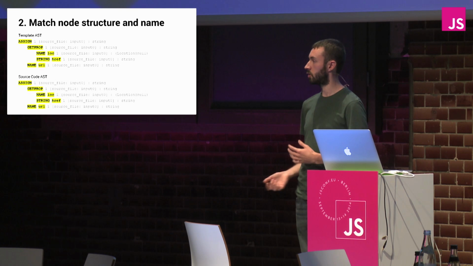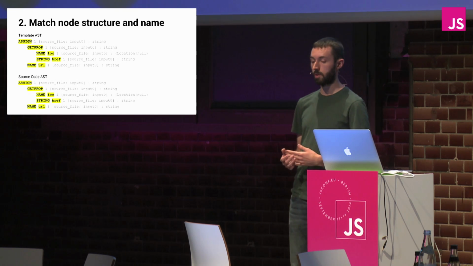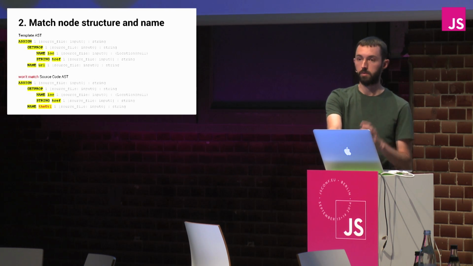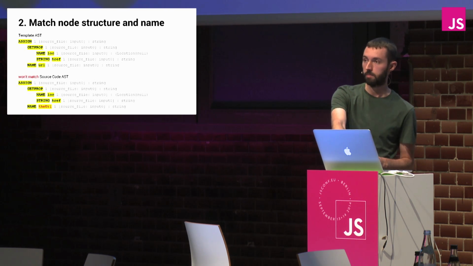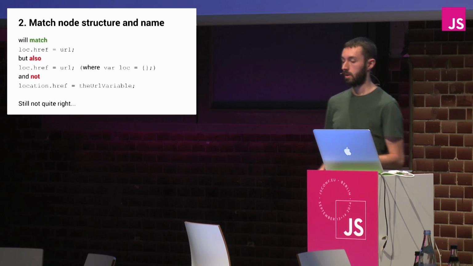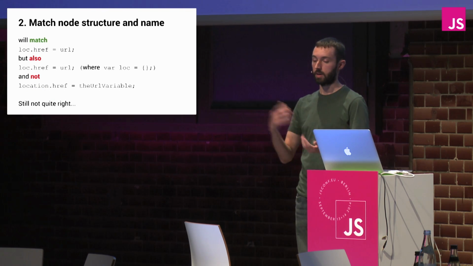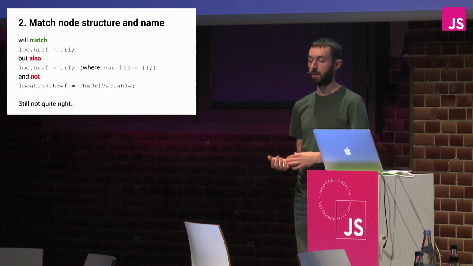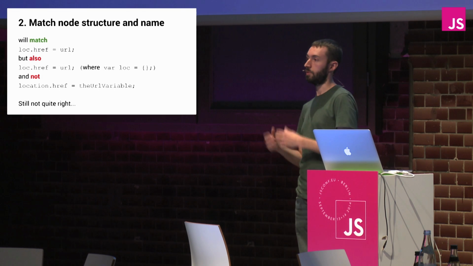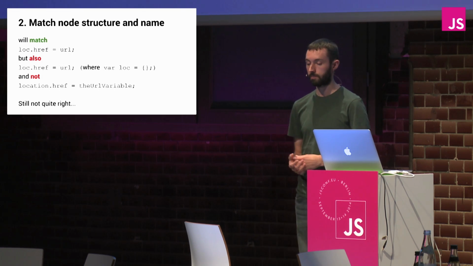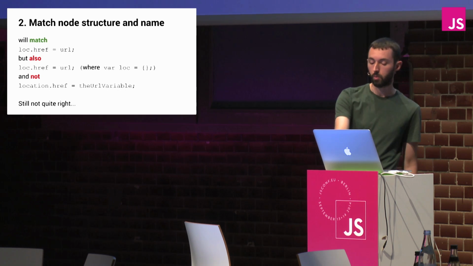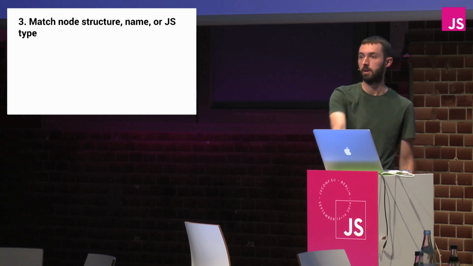You can use the node structure and the name of the variables. But again, if you do that, then changing one of the two, whether it's the structure or the variable name, causes it to break. And so this will match if you alias LOC, window.location to the LOC variable, it will match that. But it will also match it if you just have a normal object literal, and it won't match another case where you change the variable name. So this is still not really what we want because it's not accurate enough.